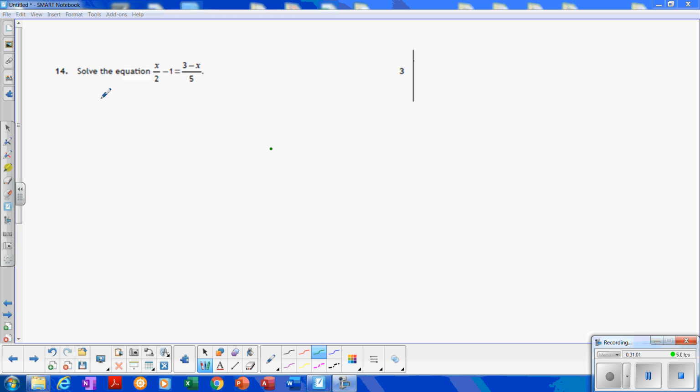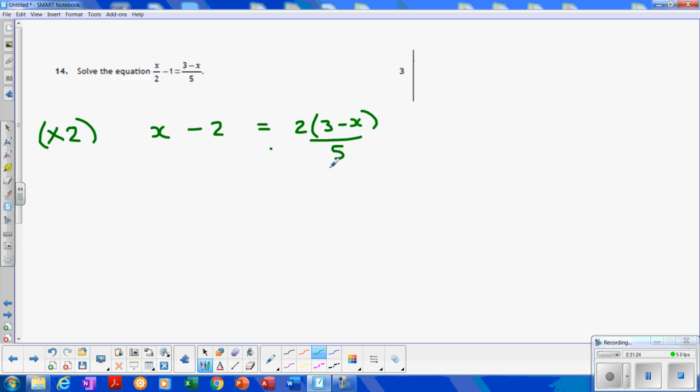We want to solve this equation. Now we've got fractions here, we've got halves and we've got fifths. Now I'm going to do it in 2 steps. I'm going to multiply by 2 first of all. So when I multiply x divided by 2, I just get x. Multiply the 1 by 2 is minus 2. And when I multiply this whole side, because there's more than one bit, I'm going to put a bracket in. So it's 2 times 3 minus x. And I've still got that 5 at the bottom.